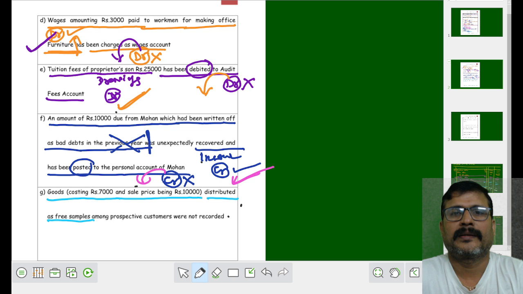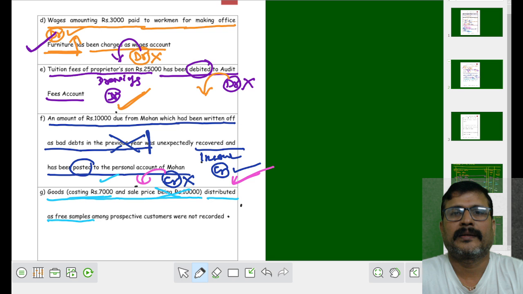When you distributed the goods as a free samples, you are not selling the goods. Please my dear students, give your lot of dedication, concentration, your love and affection when I am explaining this particular sentence. When you distribute the goods as a free samples, now my question is, are you selling the goods? No, you are not selling the goods. When you are not selling the goods, you should not take the selling price. You have to take only cost price.